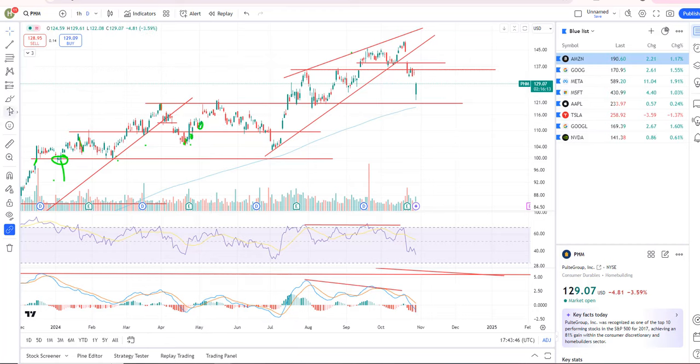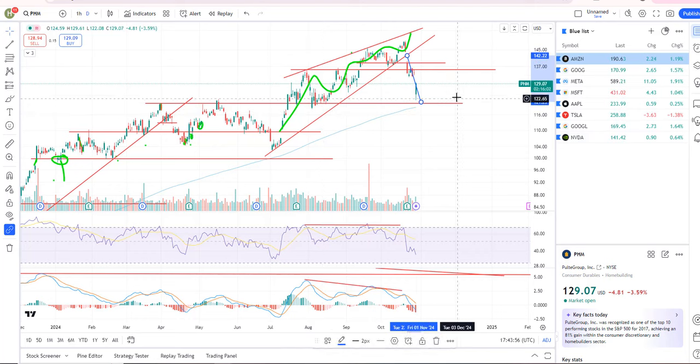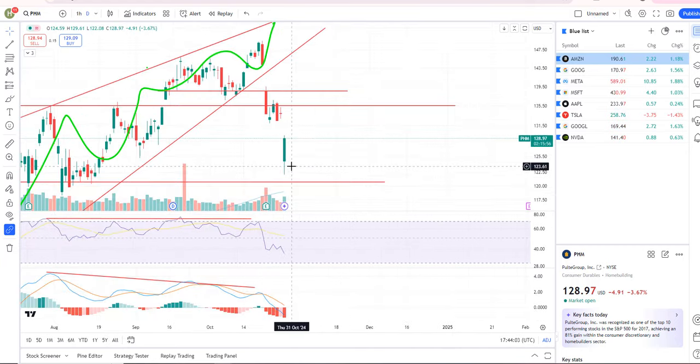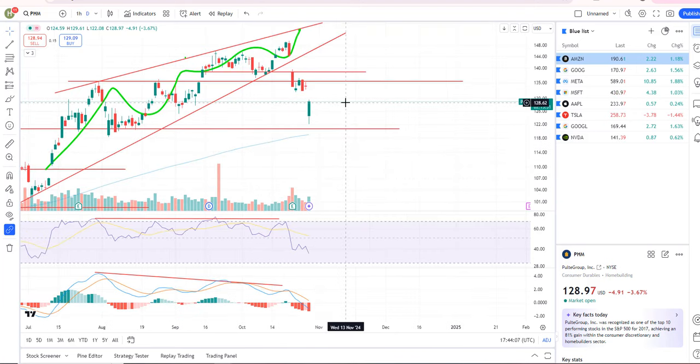But here's PHM. Again, negative divergence was in play, bearish rising wedge. Widest part of the wedge for this one is about right there. And that sets you up for the major target of about 120.77. And that's exactly where we gapped down to this morning. So I took profit, closed out all my position in this PHM this morning.